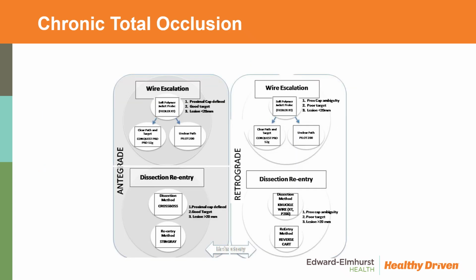So here's a little bit of an algorithm on how they use wire escalation by identifying that proximal cap, whether it is ambiguous or defined, defining if that's a good target, as well as the lesion length. They go through this algorithm to decide which wires they're going to use and which way they're going to go.